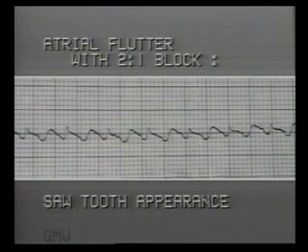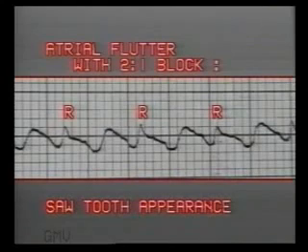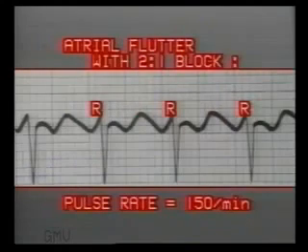Since AV node is not tuned to conduct impulses so fast, atrial flutter is always accompanied by AV block, and the ventricular rate is much slower. Here the flutter rate is 300 per minute, and this ECG shows 2 to 1 block, so the ventricular rate is 150 per minute. Note that each F wave occupies one large square.